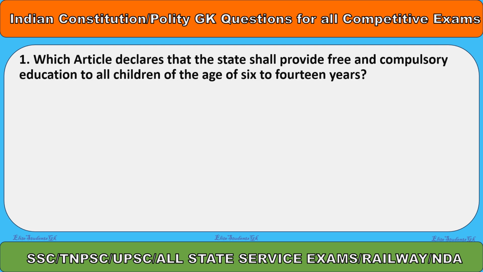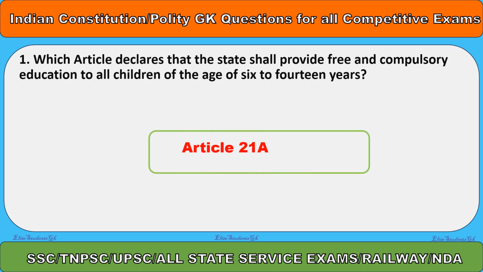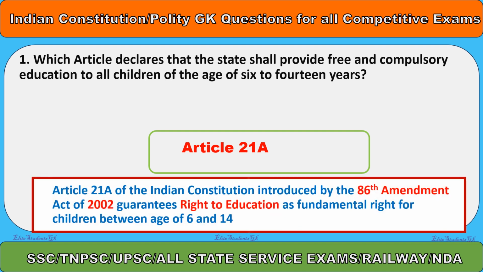Which article declares that the state shall provide free and compulsory education to all children of the age of 6 to 14 years? Article 21A. Article 21A of the Indian Constitution, introduced by the 86th Amendment Act of 2002, guarantees the right to education as a fundamental right for children between the age of 6 and 14.